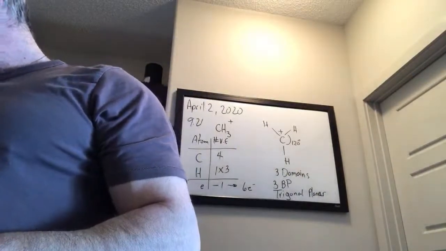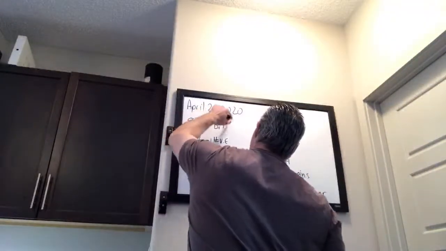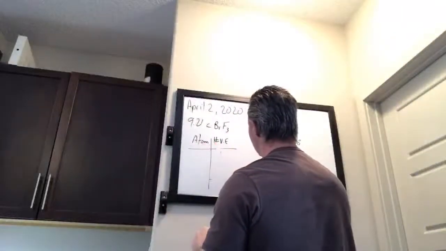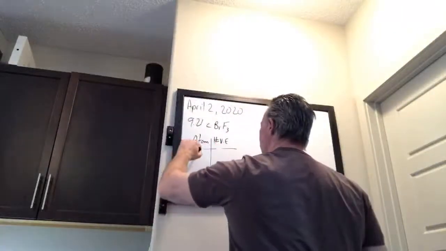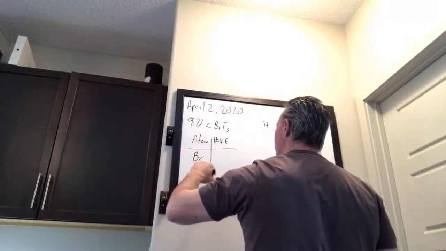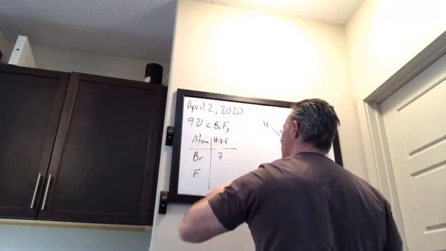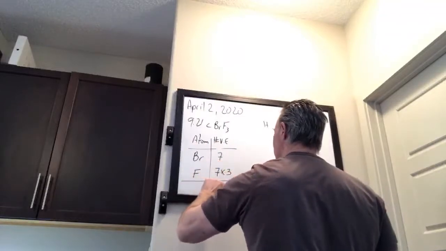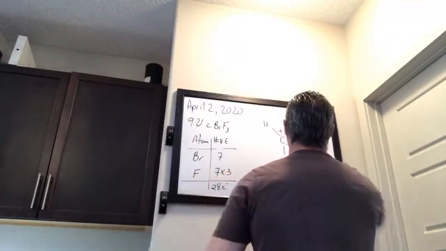Next you have BrF3. Bromine trifluoride. No formal charge on there, right? So you got bromine and you got fluorine. Bromine has 7 valence electrons. So does fluorine, and there are 3 fluorines. So you got 28 valence electrons to account for.